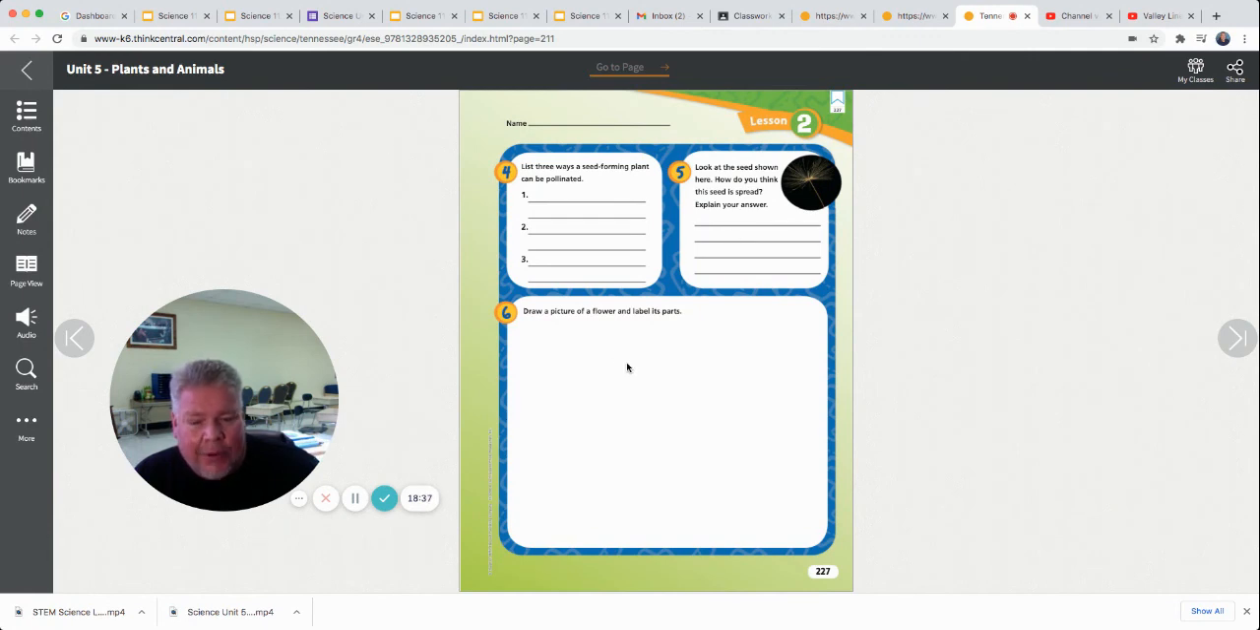Draw a picture of a flower and label its parts. Well, if we were to draw one, you can do it in your book. You'd have to have the petals, wouldn't you? And a stem, and maybe a long part in the middle that kind of looks like a vase. That would be the pistil. And then the little thin thing sticking out with the pollen on top, that would be the stamen.